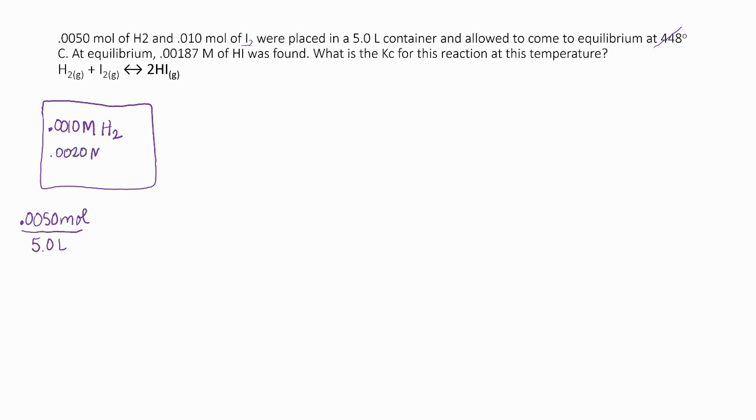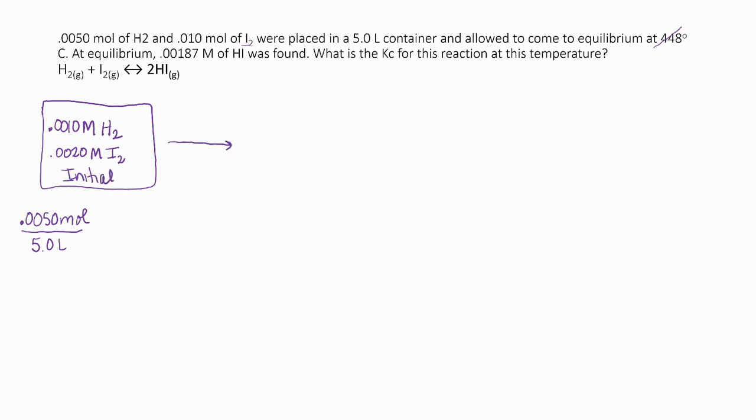If I do the same thing for the I2, then we're going to get 0.0020 molar I2. Now at this point, as we keep moving forward, there's going to be things where maybe we don't need to show this part, right? This should be easy now. Molarity, moles per liter. Okay? All right. Now that's our initial flasks. That's our initial conditions.